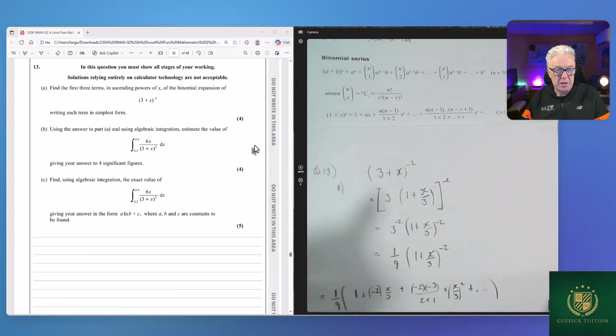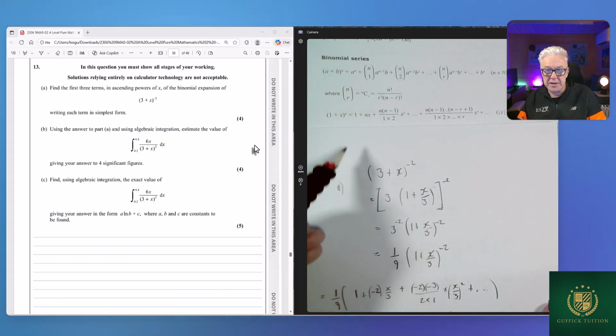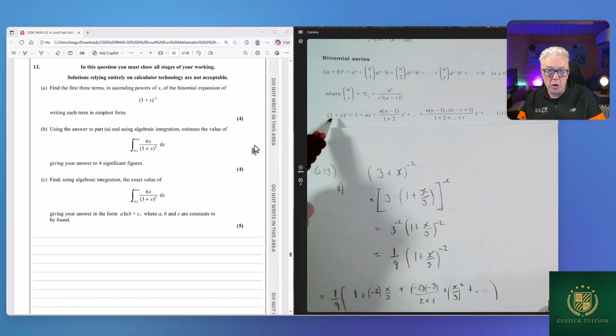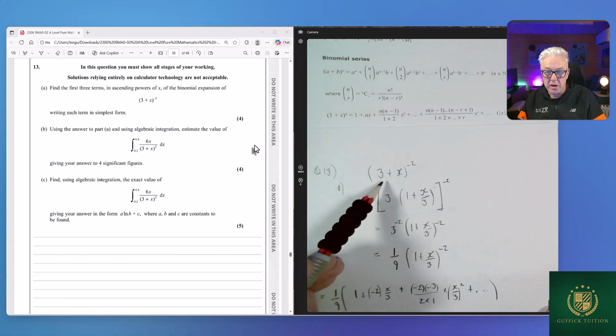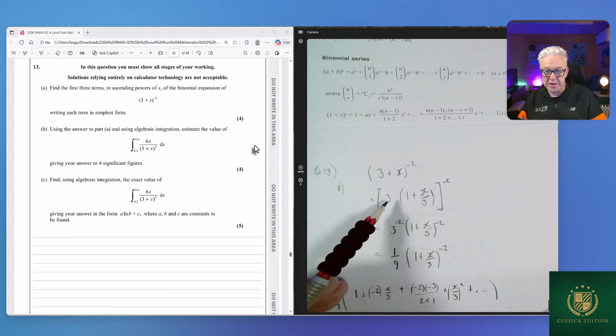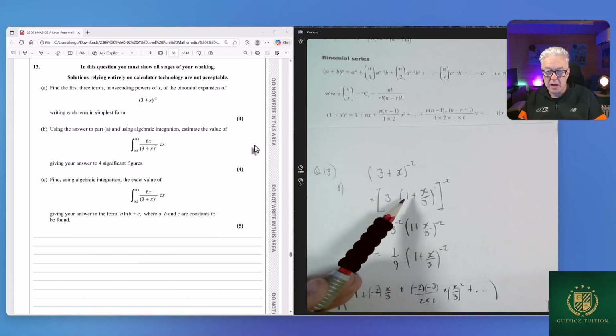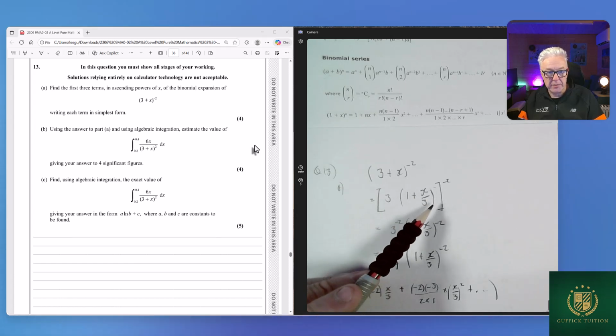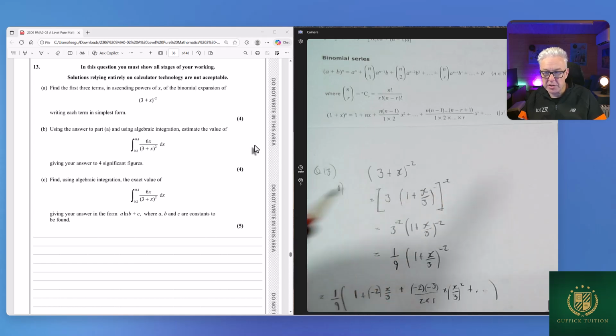Okay. So first thing you've got to notice is that the formula we need to use is 1 plus x to the power of n, whereas we've got 3. So the first thing is we need to factorize out that factor of 3 and write it as 3 times 1 plus x over 3, okay, to the power of minus 2.